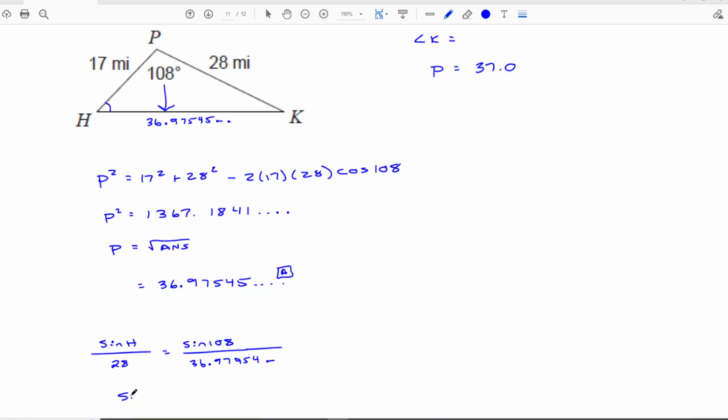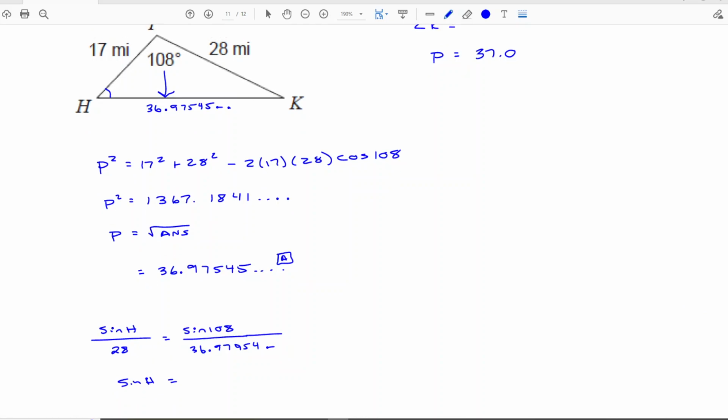So now to solve for sine H, I'm going to take 28 times the sine of 108, and then divide it by A, recall A, or type in at least 4 decimal places. Whatever floats your boat. Oh, sorry, I just typed that in wrong. I put sine in there. That was silly. Okay, divided by A.